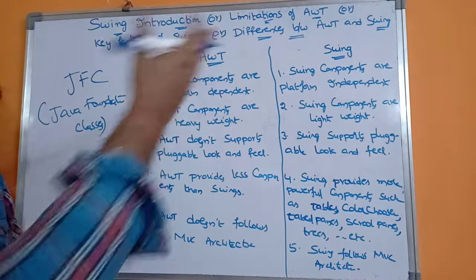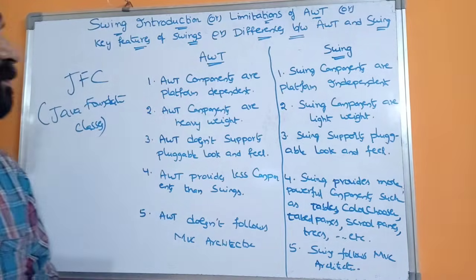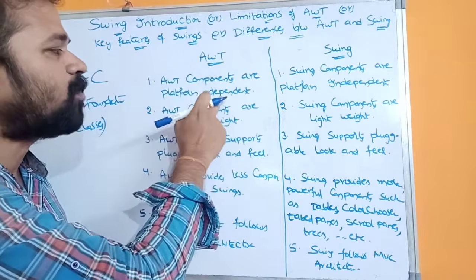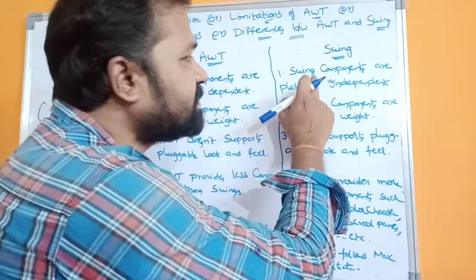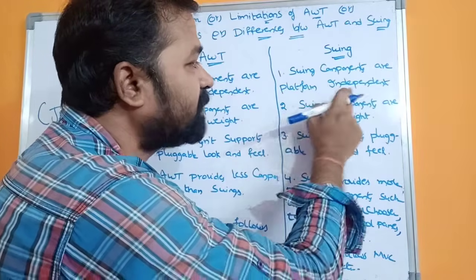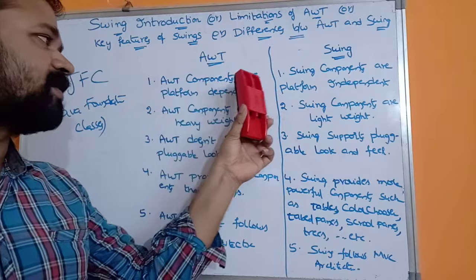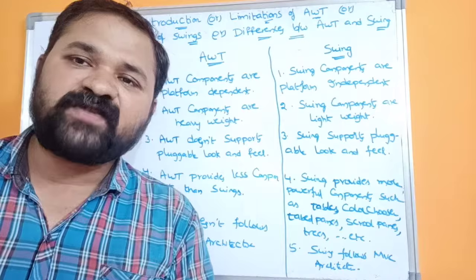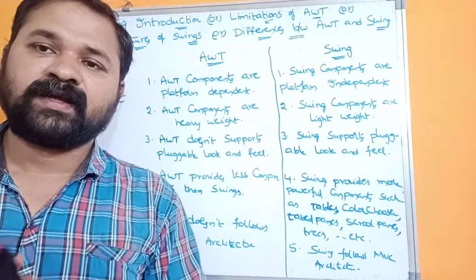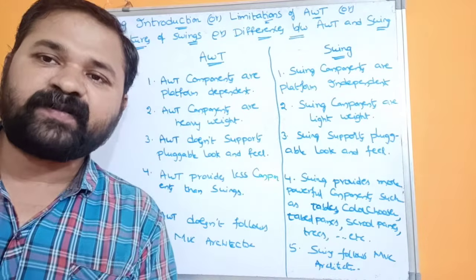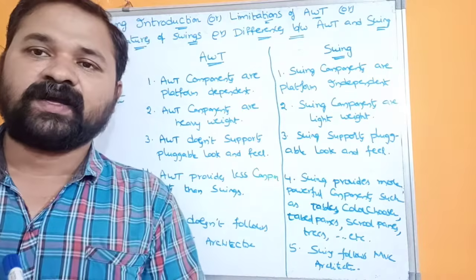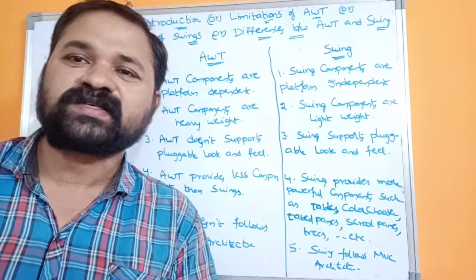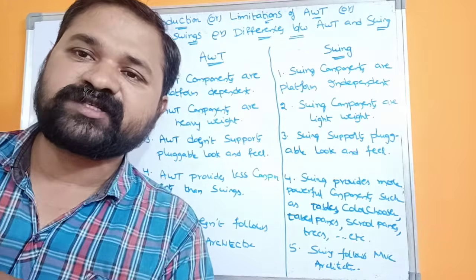Now let's see the differences between AWT and swing. The first difference is AWT components are platform dependent, whereas swing components are platform independent. So what does that mean for AWT components? AWT components are platform dependent. Here platform means operating system. That means AWT components depend upon the operating system. We have several AWT controls like label, text field, checkbox. Likewise, there are several AWT controls.